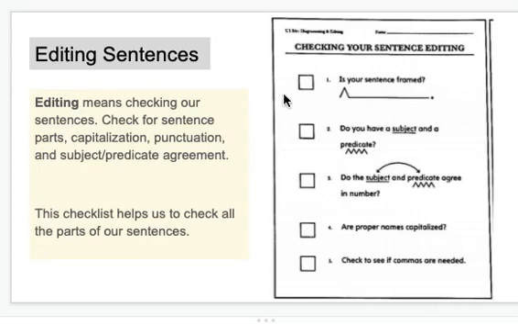So these are the things that we edit for when we're checking our writing. Now you can try when you're looking at your own writing. Use this checklist to help you.